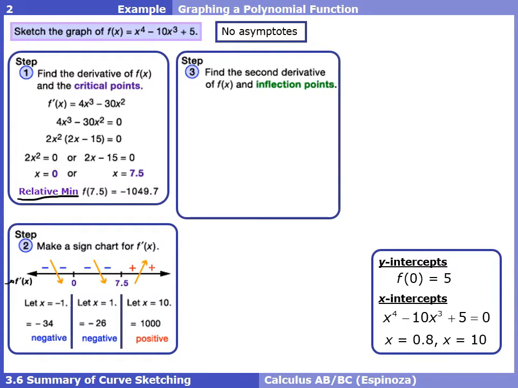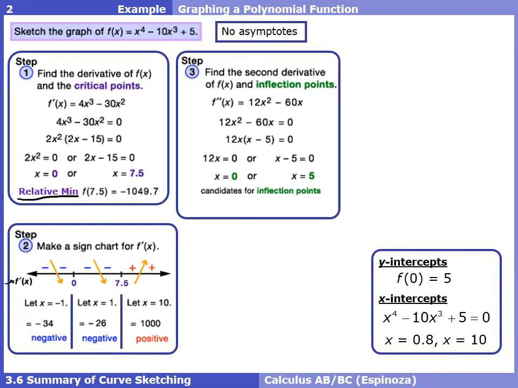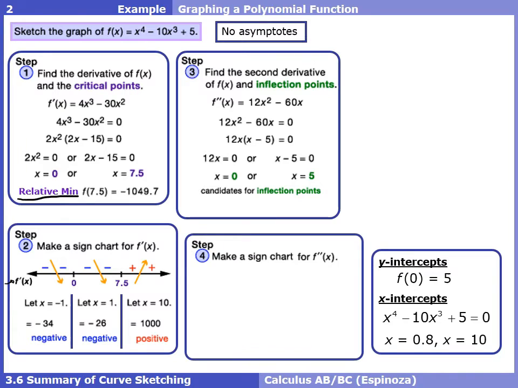Okay, next we can go on to our second derivative analysis from 3.4 and find some candidates for being points of inflection, which means we need a second derivative. When we take that second derivative and set it equal to 0 and factor, we'll get two candidates for points of inflection, 0 and 5. So again, those are just our candidates. We don't know if they're actually points of inflection until we go to our sign chart.